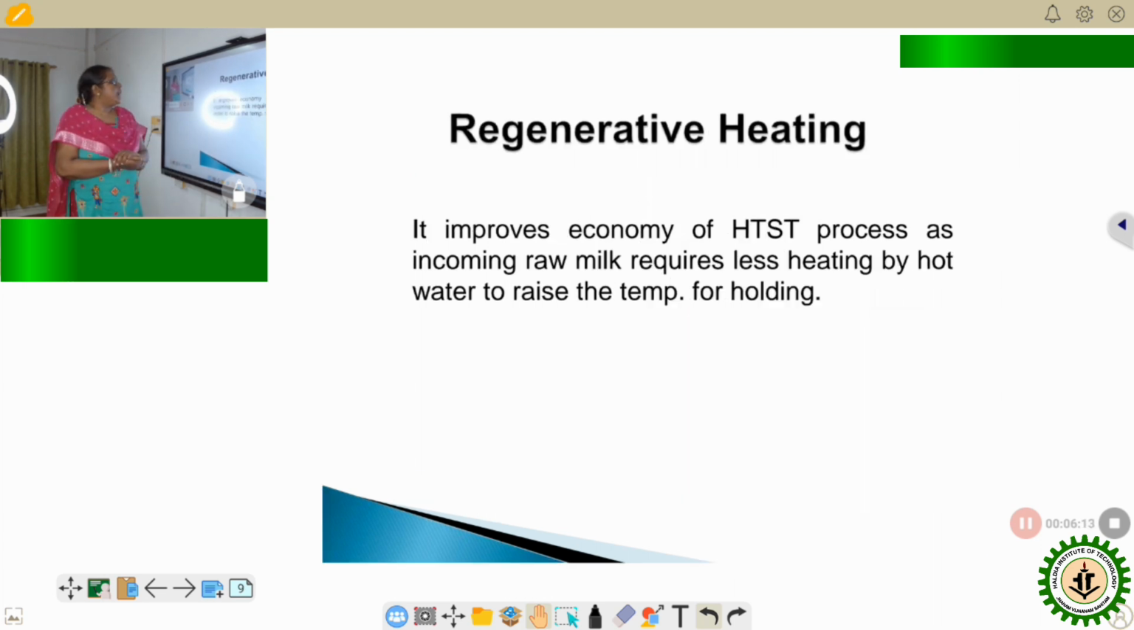Okay, so as milk enters into the HTST system, it first enters into the regenerative heating section. Now it improves the economy of the process. Already I had mentioned, incoming raw milk requires less heating by hot water to raise the temperature for the holding period. Because raw milk is already heated to some degree by the pasteurized milk, here less amount of heat will be required.